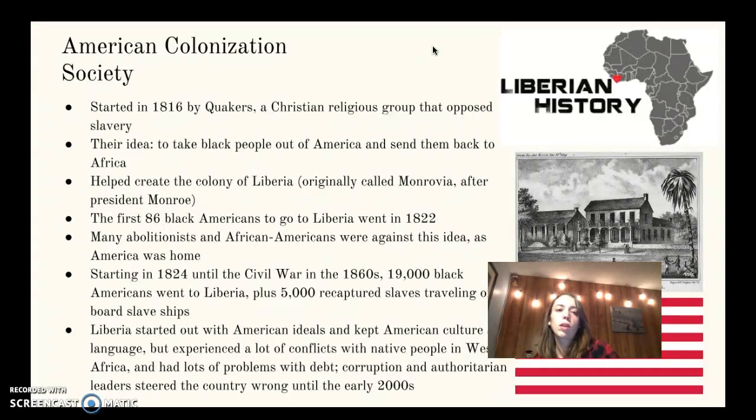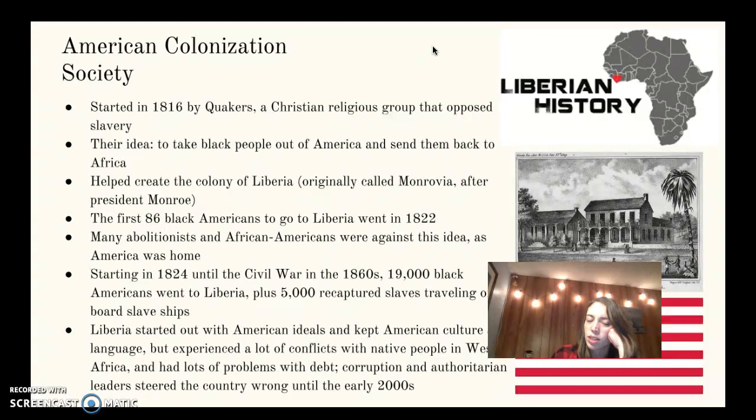There were a lot of abolitionists, though, who were opposed to this idea. They thought it kind of stunk because they said, well, wait a second, African Americans have lived in this country for quite a while. We should integrate society. They should be able to stay here. This is their home. A lot of African Americans felt that way, too. But starting in 1824, until the Civil War in the 1860s, 19,000 black Americans went to Liberia. Plus, there were also 5,000 recaptured slaves who were traveling on slave ships who also headed to Liberia.